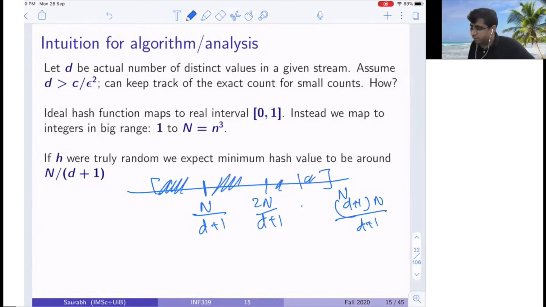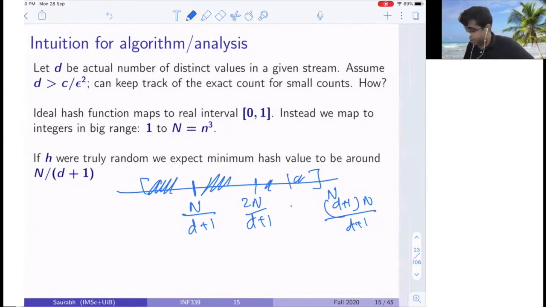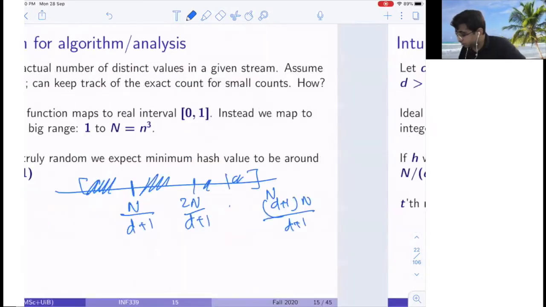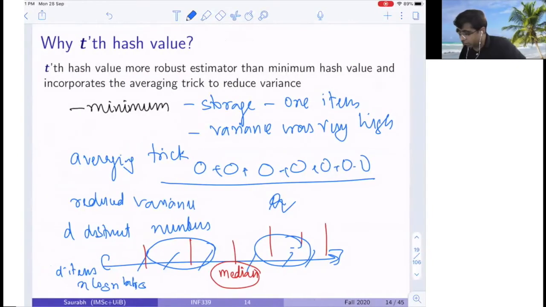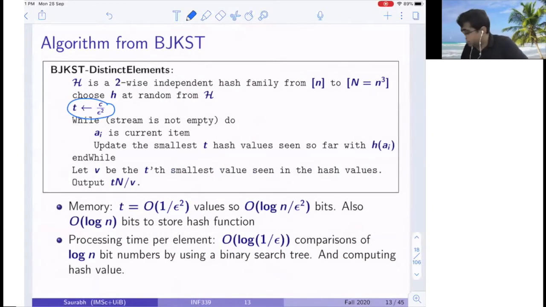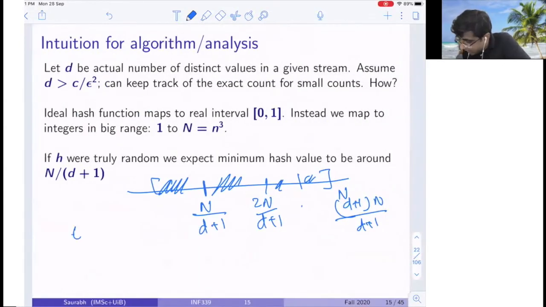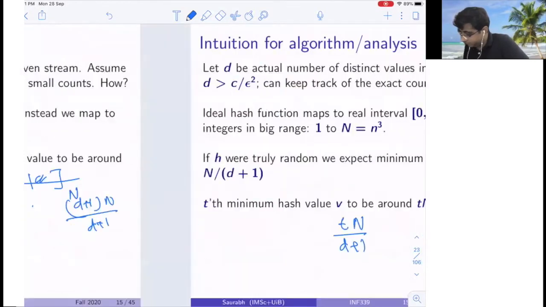Now what do you expect your tth hash value to be? We expect the tth minimum hash value to be around t times n over d plus 1, because we have just divided them into equal parts, so everything has become a multiple of it. If you notice, what are we returning in our algorithm? We are returning tn by V, where V is the tth hash value, and we expect the tth hash value to be tn by d plus 1.